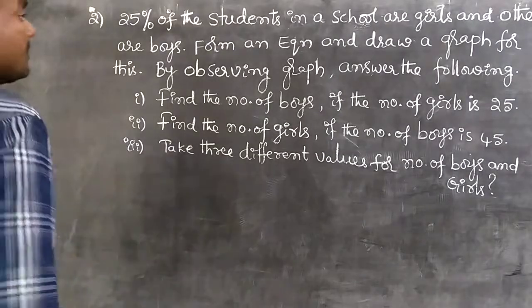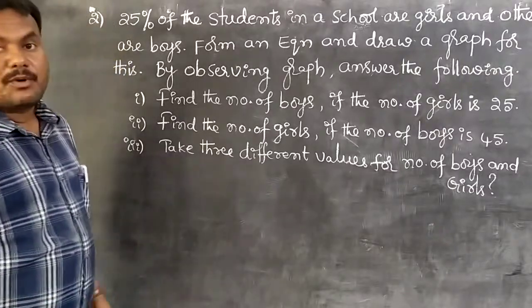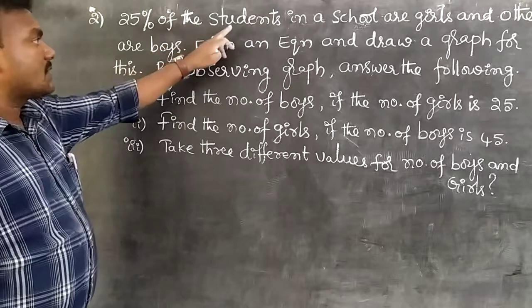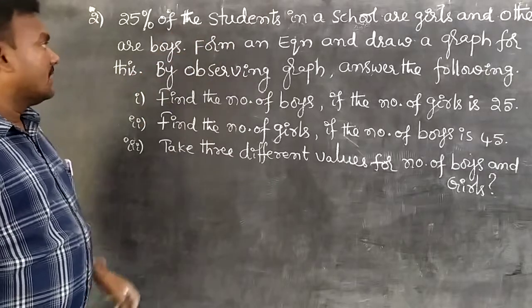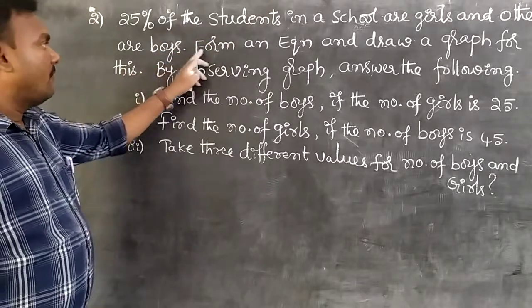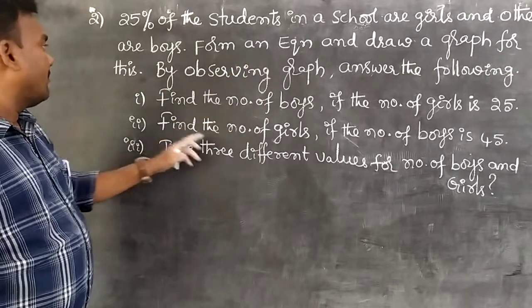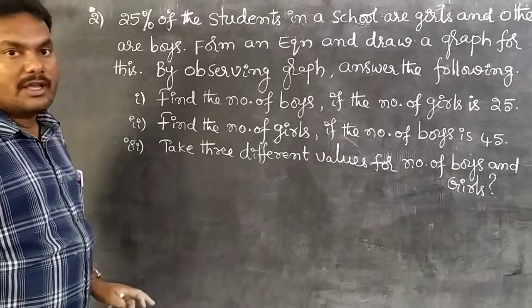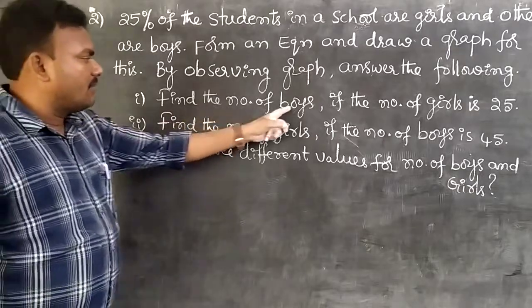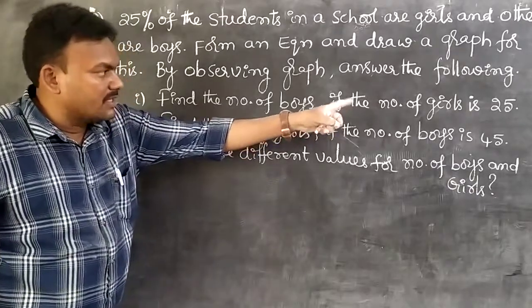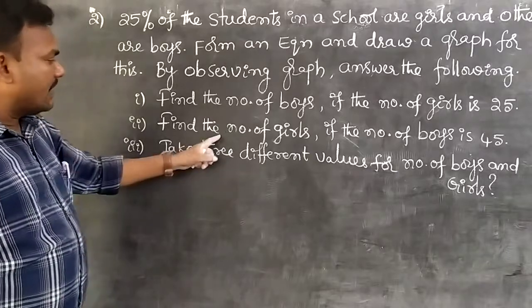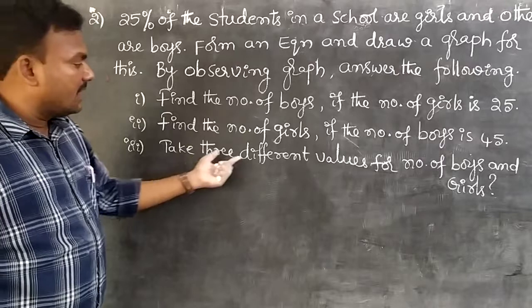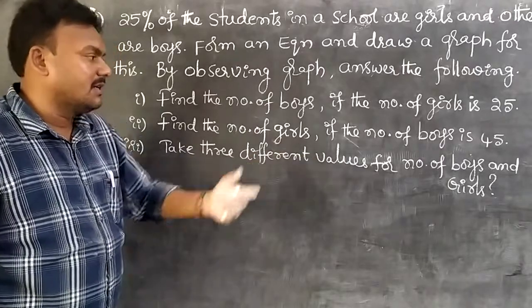Right. Observe, students, here. Next problem, very important on the academic side. 25% of the students in a school are girls and the others are boys. Form an equation and draw a graph for this. By observing the graph, answer the following. Number 1: find the number of boys if the number of girls is 25. Find the number of girls if the number of boys is 45. And take 3 different values for the number of boys and girls.